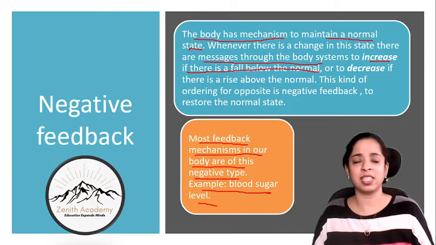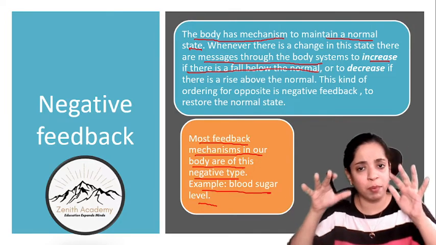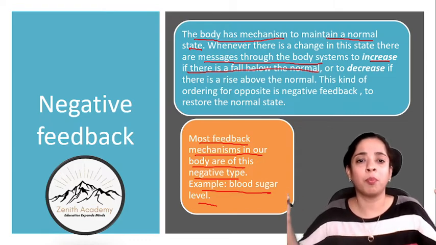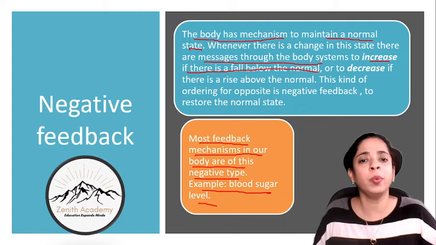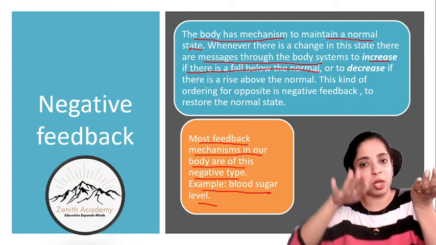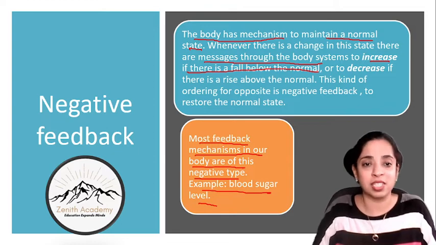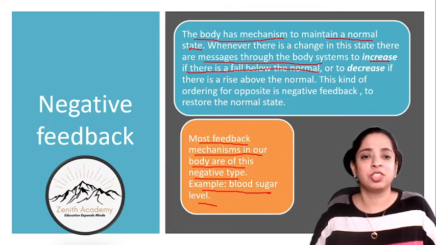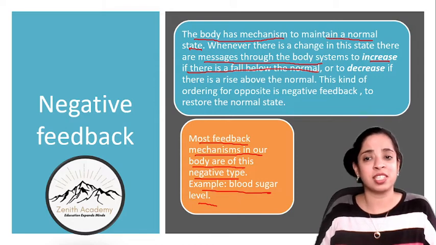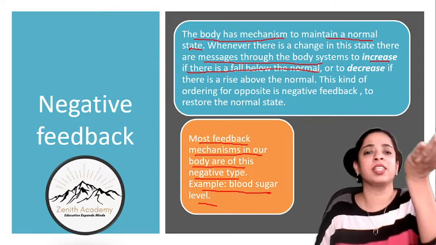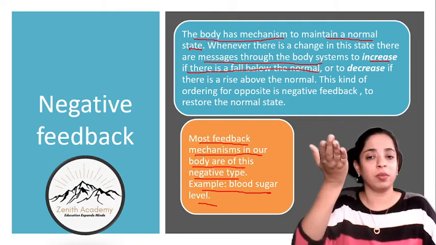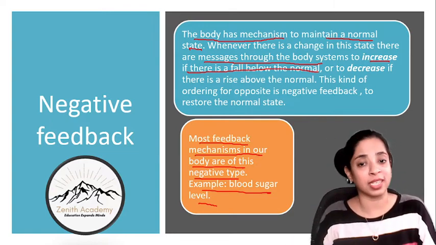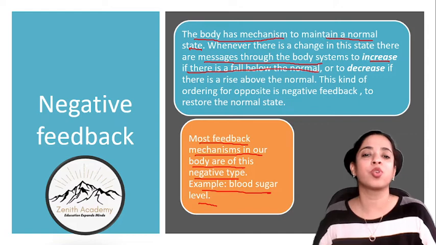So whenever there is something below the normal, our body sends a message. This feedback mechanism basically sends a message through the body system to increase if anything is falling below the normal. Then the negative feedback system, what does it do? Whenever there's a change in the state, there are messages through the body systems to increase if there's a fall below the normal, or to decrease if there is a rise above the normal. So this kind of ordering for opposite is called negative feedback to restore the normal state.